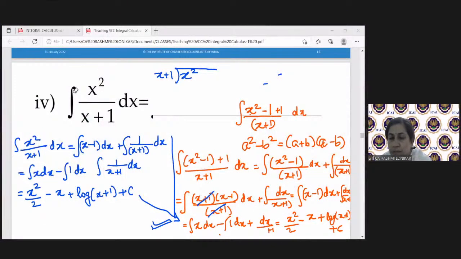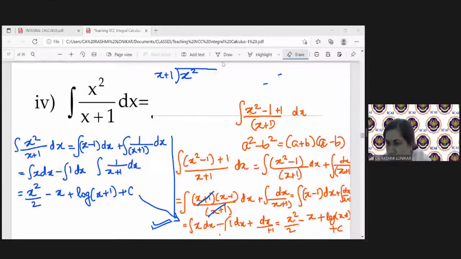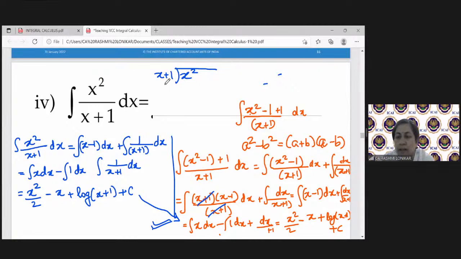Okay, so some of you got a bit confused. There is some confusion with the division method, so let me redo it for you. See, I have x square here and it is to be divided by x plus 1. Now, if I want x square, what should I multiply x with to get x square? x into x will give me x square. So I multiplied here with x. x into x gives me x square.